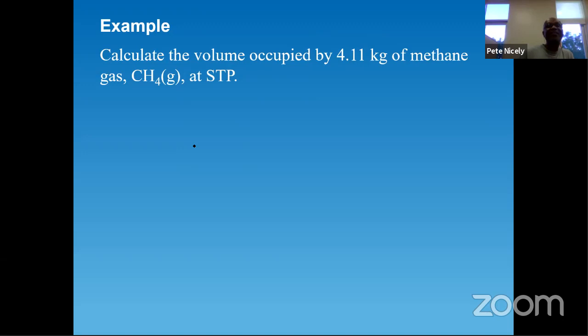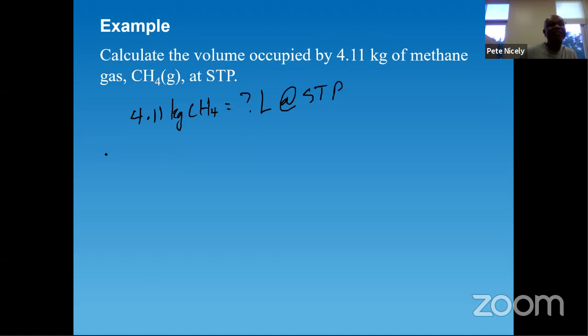This question says calculate the volume occupied by 4.11 kilograms of methane, and it gives you the formula, at STP, right? So basically, you're given 4.11 kilograms of methane, and you're asked to determine the volume, presumably in liters, at STP.